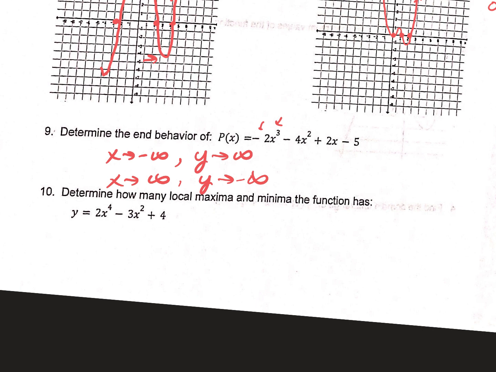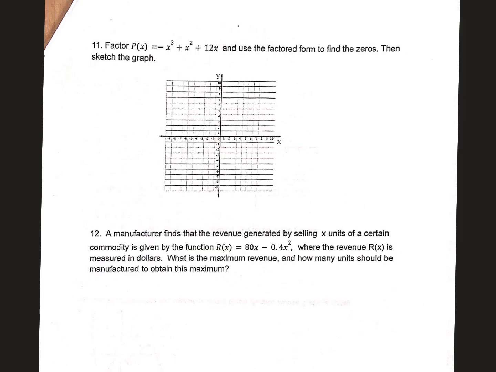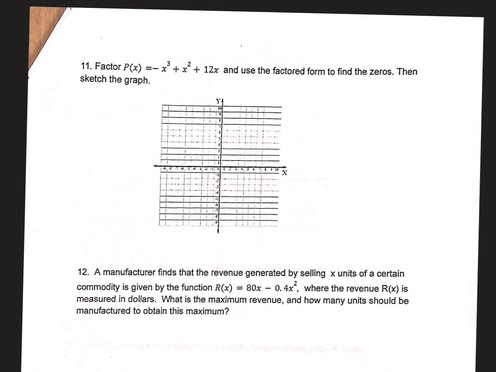Number 10 says determine how many local max and mins this one has. It can have at most 3 because that degree is 4. To find out exactly, I'm just going to punch it in the calculator real quick and take a look at it. When I punch that in, it looks like it definitely has 2 mins and 1 max. And I know I can see the whole graph because the degree is 4, which means it can have 3 at the most, and I see all 3 of them. So how many does it have? It has 3, and that's all it's asking. I'm surprised it's not asking you to find them. Maybe that's coming up.